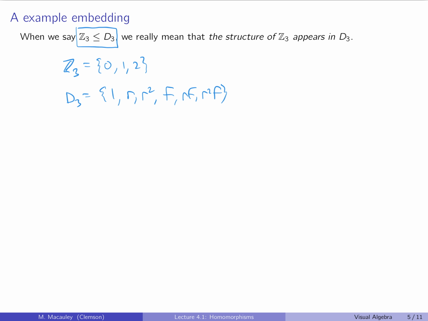But it is true that there's a copy of Z3 sitting inside of D3, and that's right here. Now there's this correspondence between these elements like this. So you might see this written sometimes to mean that the structure of Z3 appears inside of D3.